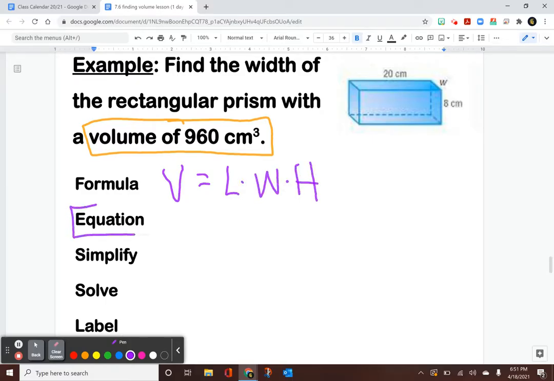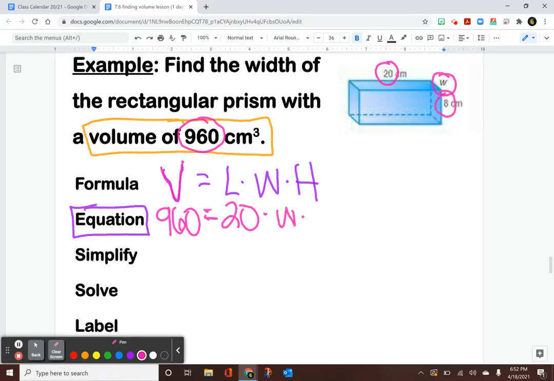Now, my equation is going to be written with a bunch of my number values substituted into the formula in place of the variables that they represent. Since I know the volume is 960, I'm going to put that in place of the V for volume. Then my equal sign. Now, I know my L is 20. I don't know my W, but I do know my H. My height is 8.